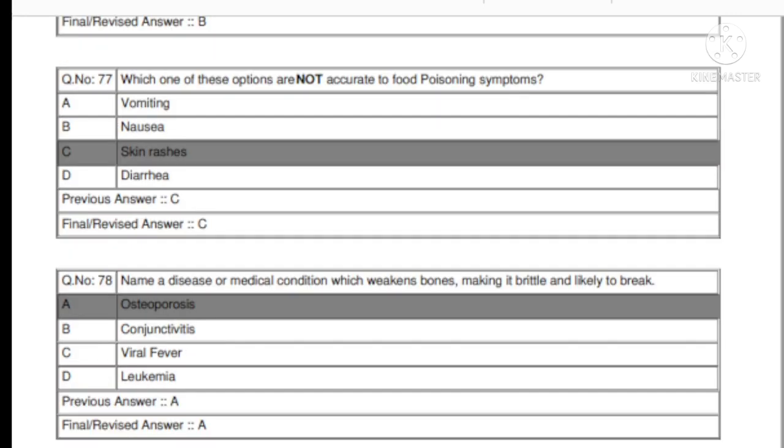Question number 77. Which one of these options are not accurate to food poisoning symptoms? Vomiting, nausea, diarrhea, sickle rash. So usually sickle rash are not present in the poisoning patients. Vomiting is present, nausea is present, diarrhea can be present.